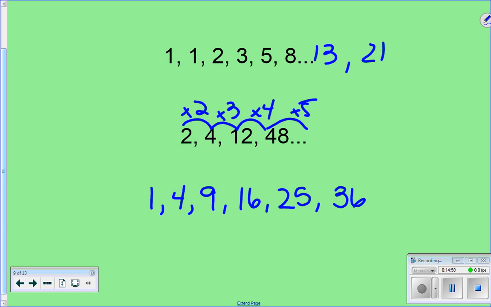Good try. But that's a good theory, though. So it goes up by 3, 5, 7, right? That's not it. That's not what I was thinking about. What do you think? It's a perfect square. 1 squared, 2 squared, 3 squared, 4 squared.